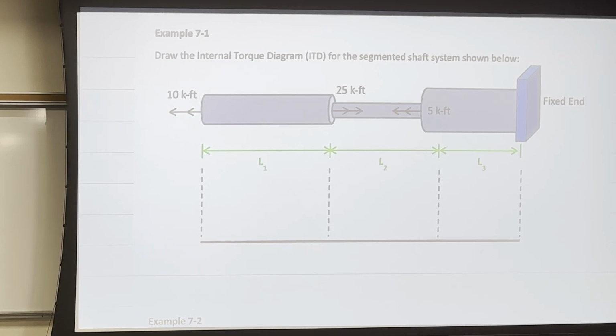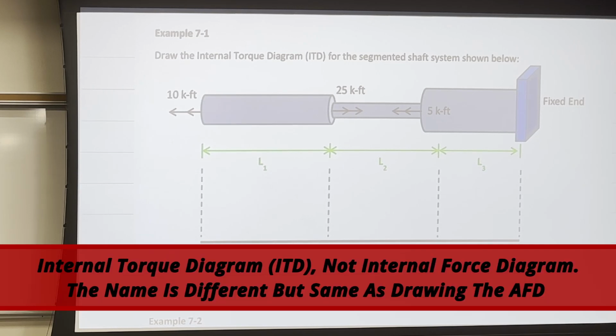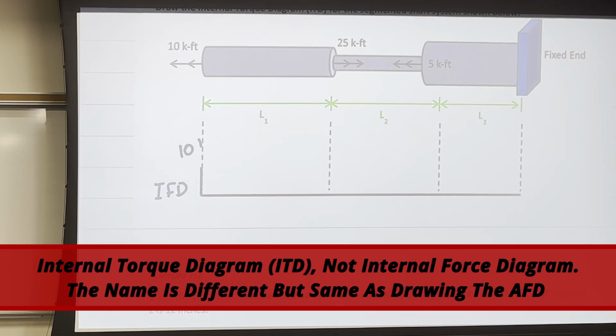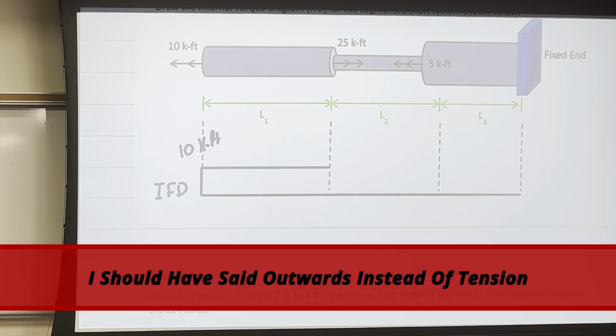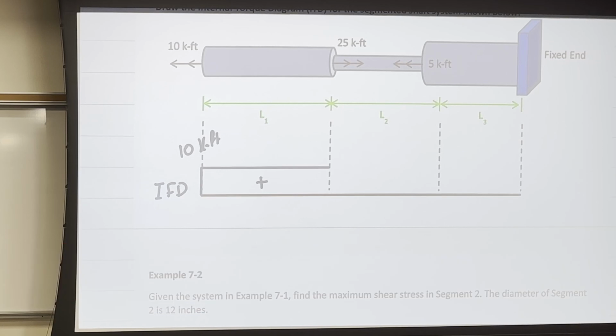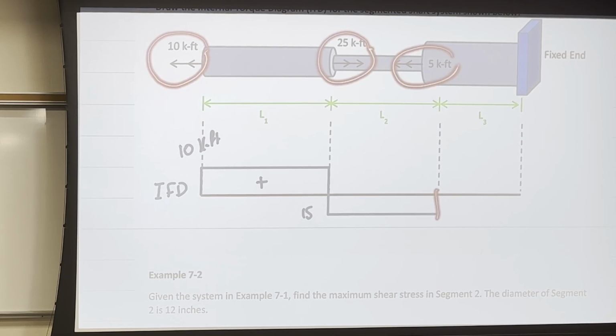If I have this type of question, I can start solving it by drawing the internal force diagram. So I will say IFD here. I'm going to start from the free end. So I'm going to have 10 kip-foot tension here. Then I have my calculator. Then I will say plus 10. And then I say minus 25, because 25 here is opposite to 10. So I end up with negative 15. Okay? I'll go constant until I see the 5. And then I will say plus 5. So the equation here is plus 10 minus 25 plus 5. So this is plus, this is minus, and I will end up with negative 10.